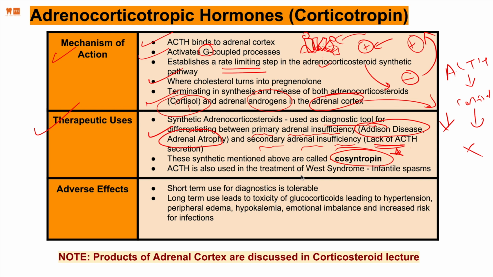ACTH is also used in the treatment of something known as West syndrome. It is where infantile spasms happen. Just a fun fact. Adverse effects of ACTH. Short-term use for diagnostic purposes is tolerable. However, long-term use leads to toxicity of glucocorticoids, leading to hypertension, peripheral edema, hypokalemia, emotional imbalance, increased risk of infection. Wow, that's a lot of side effects.